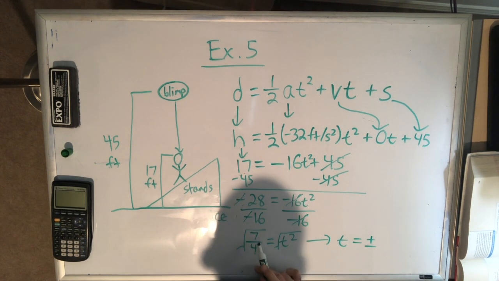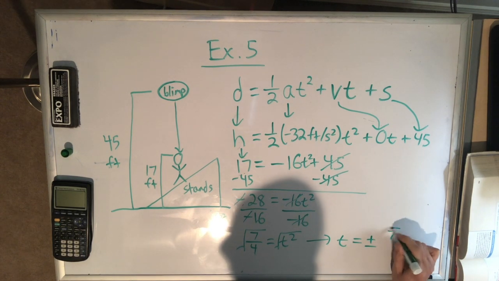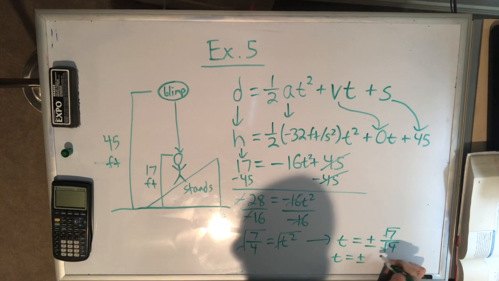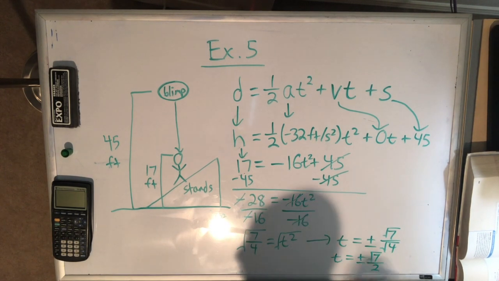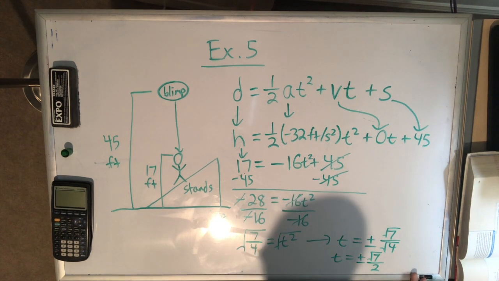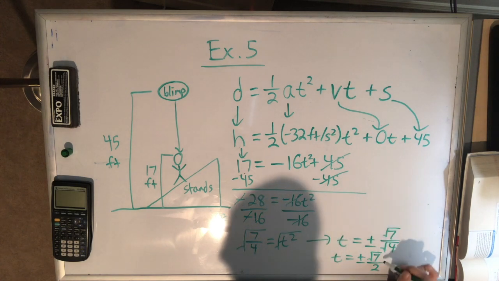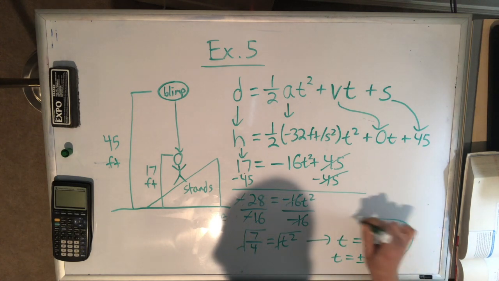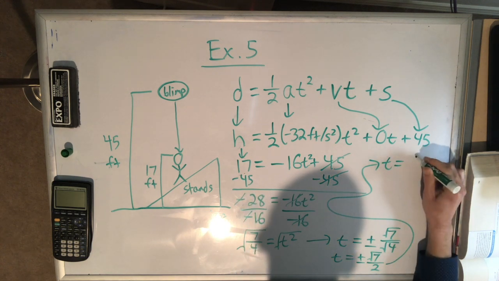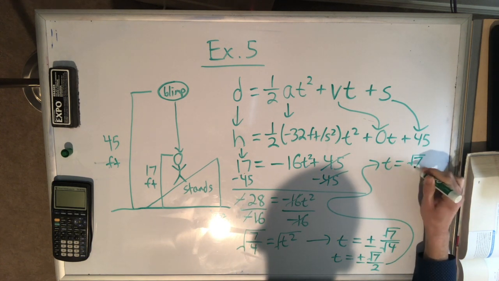So square root of a fraction is equal to the square root of the numerator over the square root of the denominator. Square root of 7, we can't simplify that. But square root of 4 is 2. Okay, it's too bad I'm running out of room there. Well, let's find, first of all, t equals positive square root of 7 over 2.